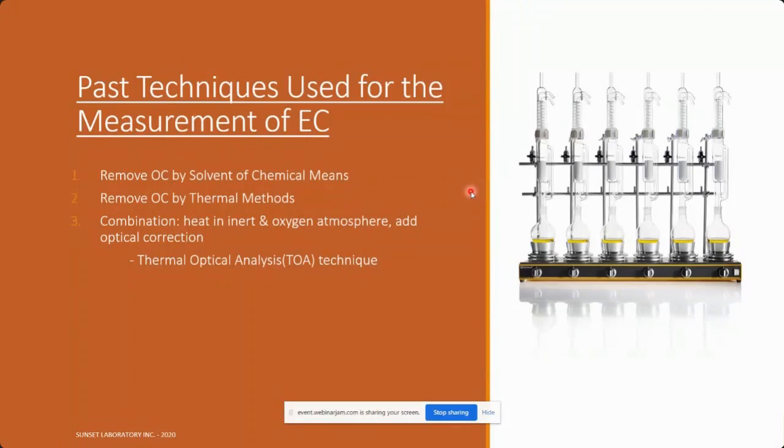So what Bob and Sunset Lab have done, and other OCEC scientists, is we came up with a way to heat the filter and then simultaneously monitor the color change of the filter, or the darkness, and understand that within the instrument, the pyrolytic process that I referred to on the previous slide can also occur inside the instrument.